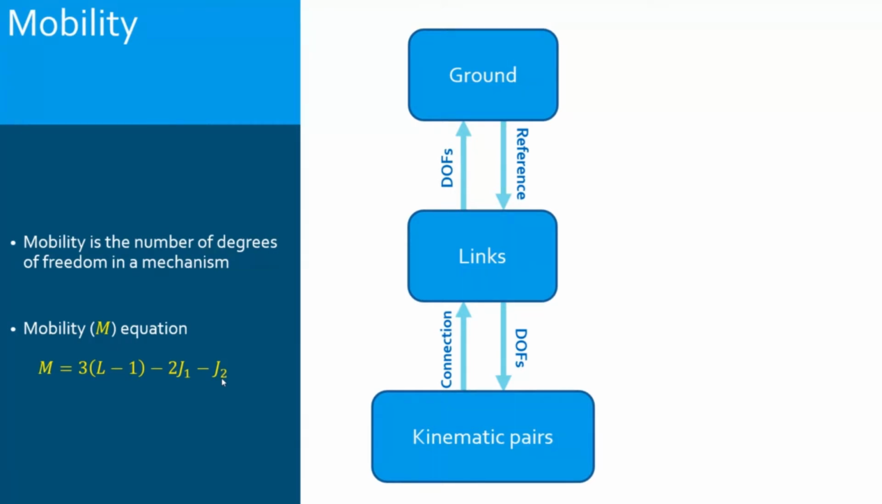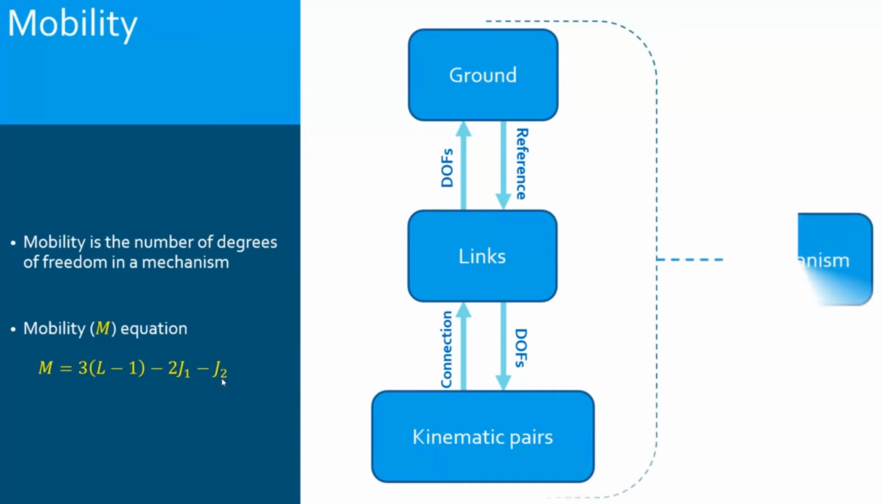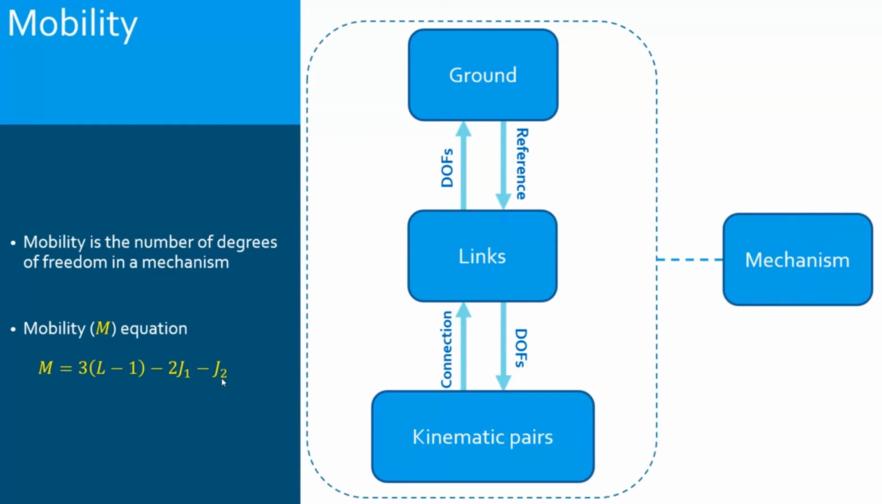Also, to build a mechanism, links need a reference. Again, here it's a trade. They pay the ground some degrees of freedom. What they get in return is a reference for their kinematics. All the kinematics that will be studied will be with reference to that ground. And this is how we can build a mechanism. So it is a trade of degrees of freedom.